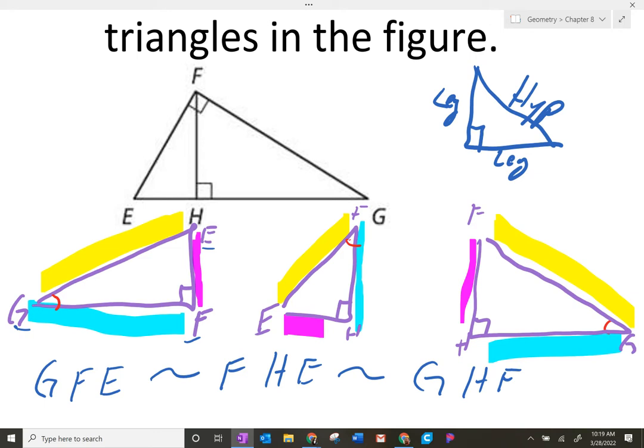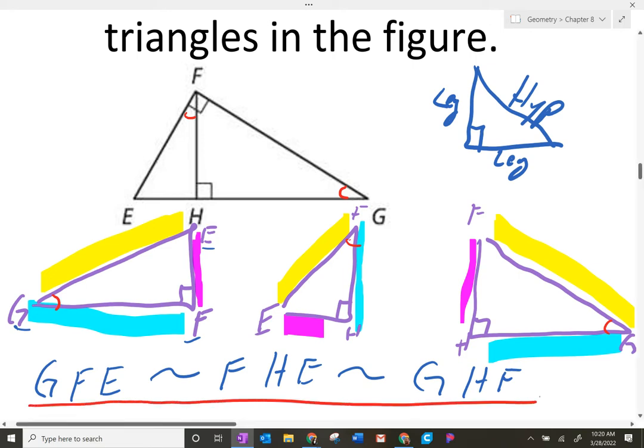So if I didn't want to rewrite the entire triangle out, this angle and this angle are going to be the same thing. And I can find two triangles that use this angle. So G, E, and F. And then also F, H, and G. Those ones both use this point. And the little one is the only one that uses that one. So my similarity statement was this right down here. GFE is similar to FHE, is similar to GHF.